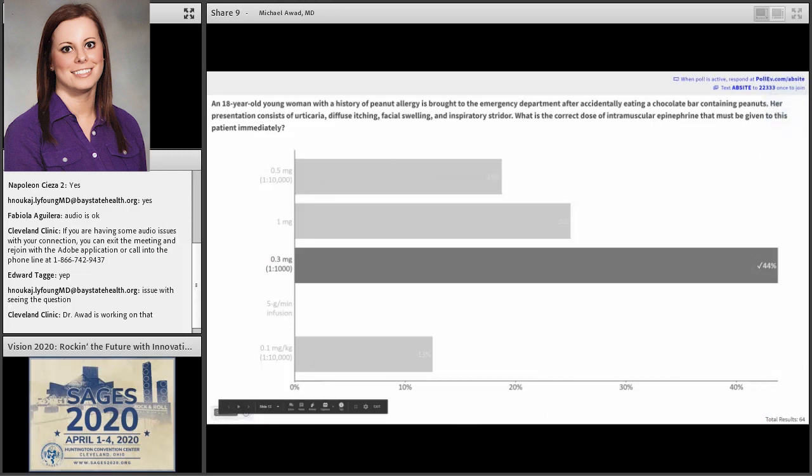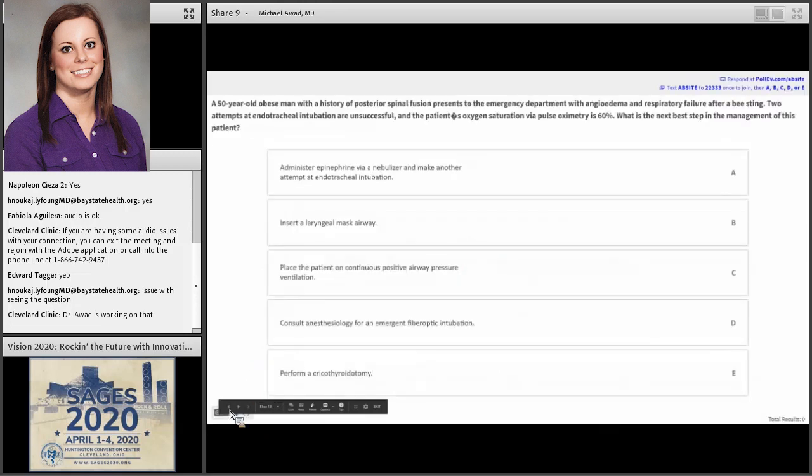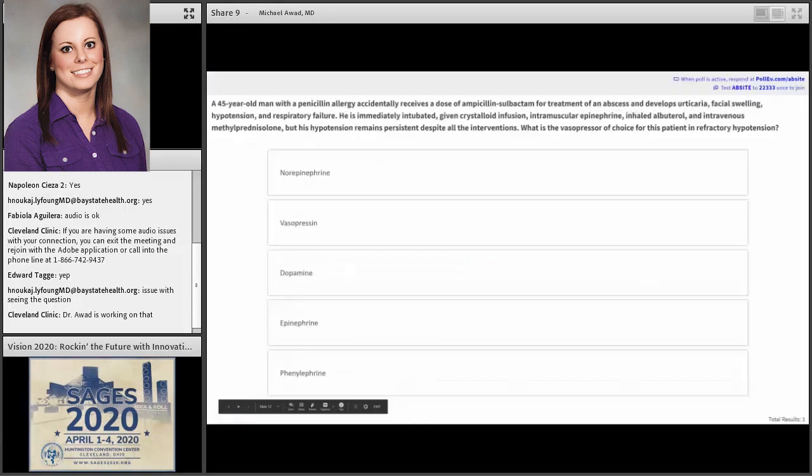Okay, next question. A 45-year-old man with a penicillin allergy accidentally receives a dose of Unasyn for treatment of an abscess and develops urticaria, facial swelling, hypotension, and respiratory failure. He is immediately intubated, given crystalloid infusion, intramuscular epinephrine, inhaled albuterol, and IV methylprednisolone, but his hypotension remains persistent despite all of these interventions. What is the vasopressor of choice for this patient in refractory hypotension? Your options are norepinephrine, vasopressin, dopamine, epinephrine, or phenylephrine.